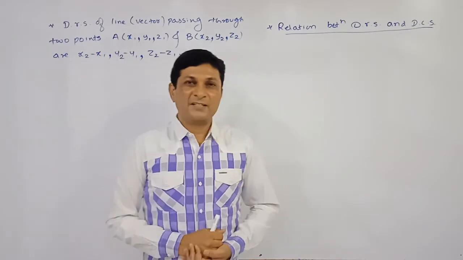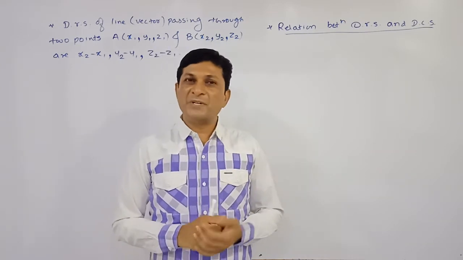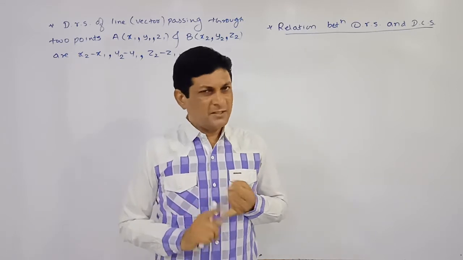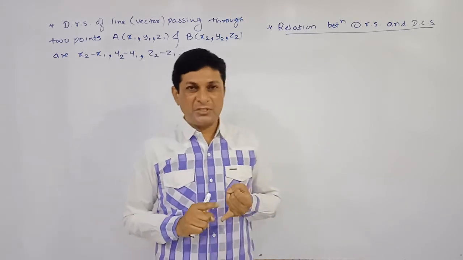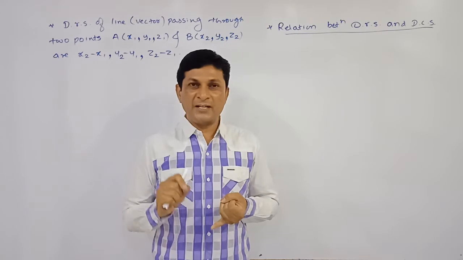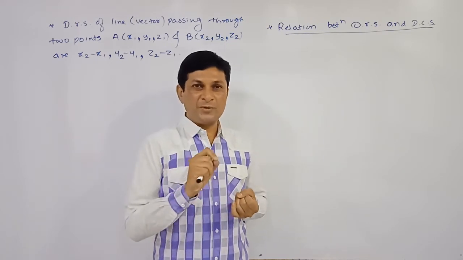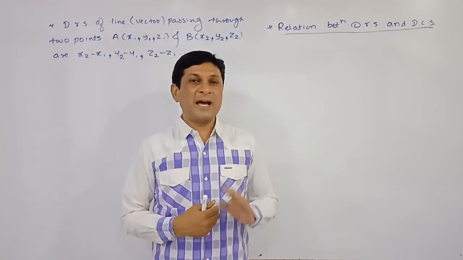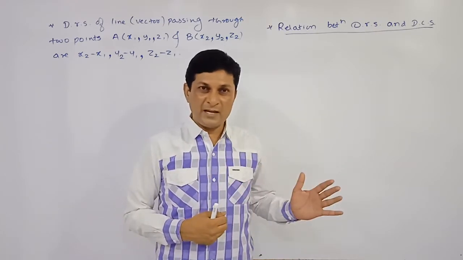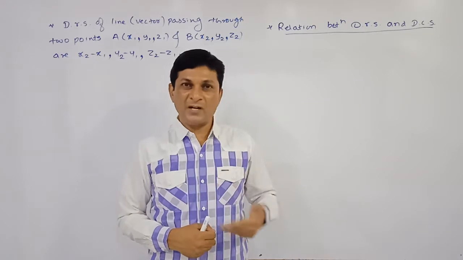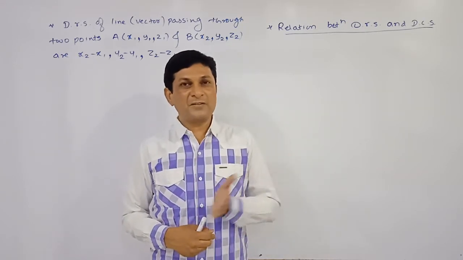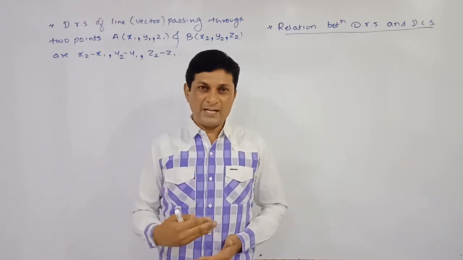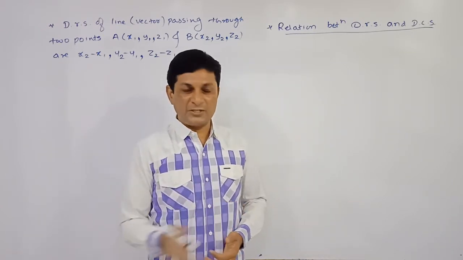Hello friends, in the last video we have discussed three very important definitions. In short, we will revise all these three definitions. One is direction angle. Direction angle means the angle made by the line with the positive direction of the x, y and z axis. Then direction cosines. If we denote direction angles by alpha, beta, gamma, then direction cosines are cos alpha, cos beta, cos gamma. And the last definition is direction ratio. Any three numbers A, B, C proportional to the direction cosines are called direction ratios.